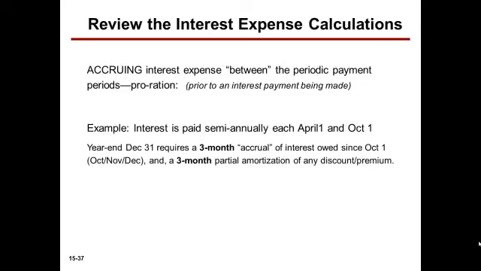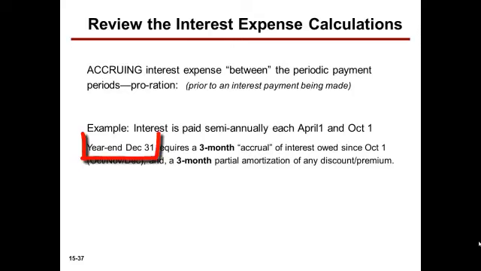Accruing interest between the periodic payments is called proration. Let's do an example here. Interest is paid semi-annually each April 1st and October 1st. By the way, interest can be paid in any two 6-month periods based on when the bonds are issued. It doesn't have to be January and July. It could be any different 6-month periods.